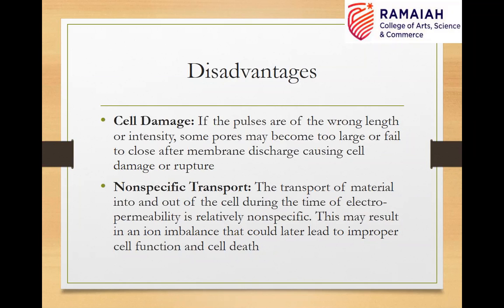It could also cause non-specific transport, which means that the transport of material into and out of the cell during electroporation is relatively non-specific. This may cause an ion imbalance, which would change the cell function and cause cell death. So the transport could be non-specific during this process, which would be another disadvantage of electroporation.